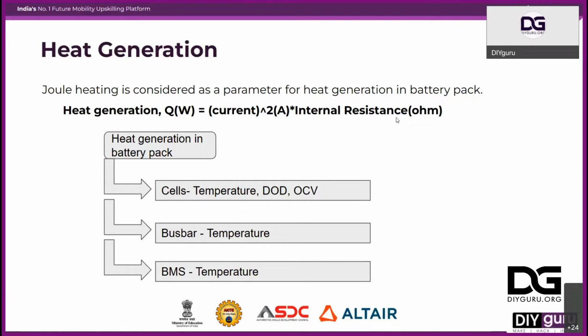Open circuit voltage. If I talk in very layman language, when you have a battery and you connect two wires, the voltage that you get from that connection is called open circuit voltage. That is the very fresh voltage that you're getting from your battery cell.